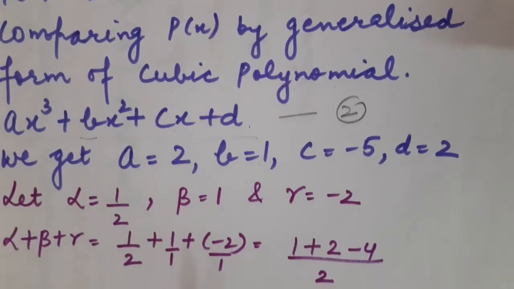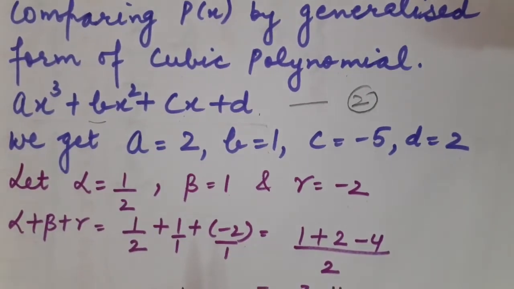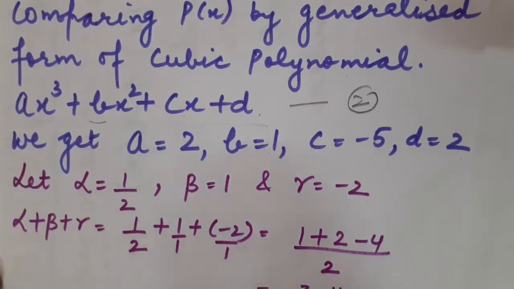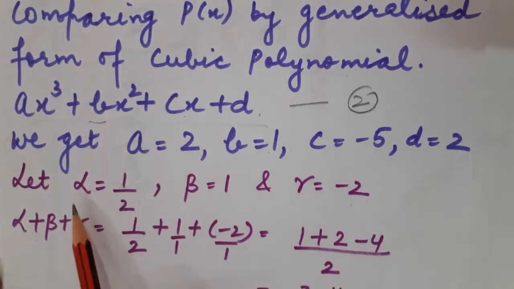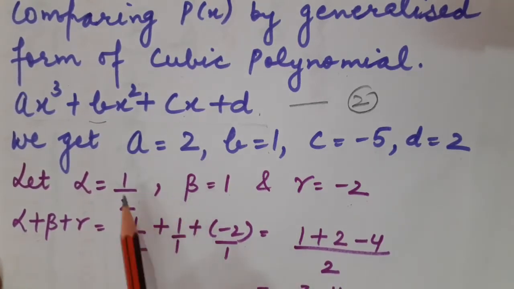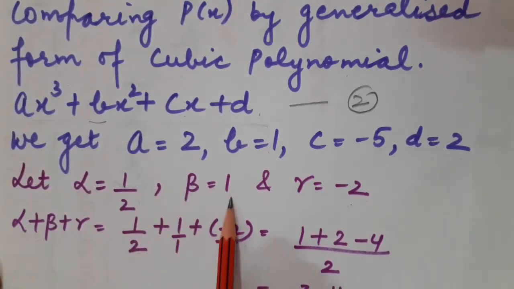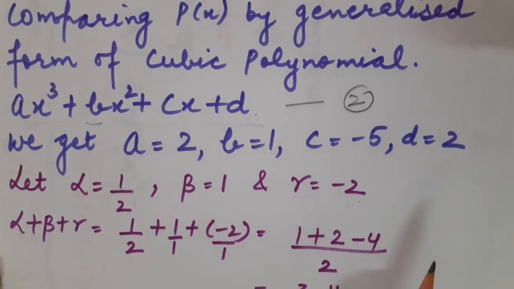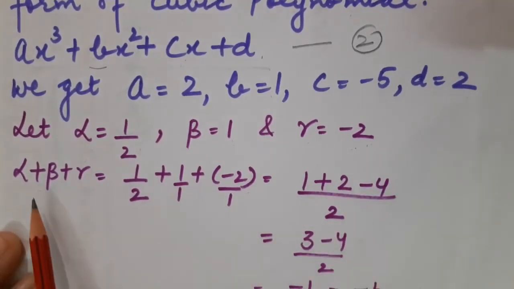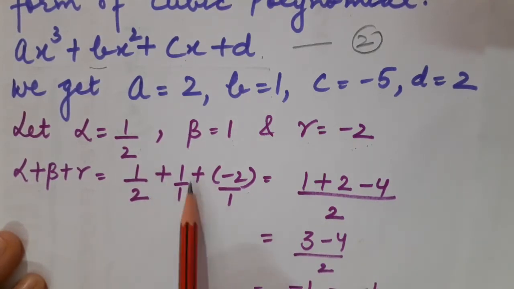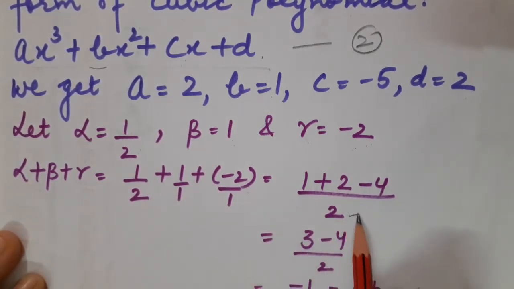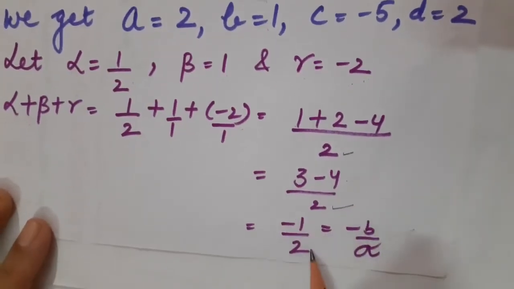Correct? Now to find out the relationship between the zeros and the coefficients, what you have to do? Let us consider the very first zero is alpha, that is 1/2. We have just proved that 1/2, 1 and -2 are the zeros. So let the first zero be alpha, that is 1/2, another be beta, that is 1, and another be gamma, that is -2. First of all, find out the sum of the zeros. This is 1/2 plus 1 minus 2. Taking 2 as LCM, it would become (1 plus 2 minus 4) upon 2, that is (3 minus 4) upon 2. So this is equivalent to -1/2.